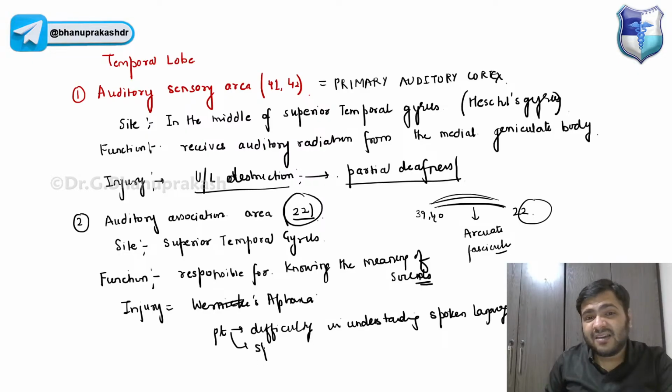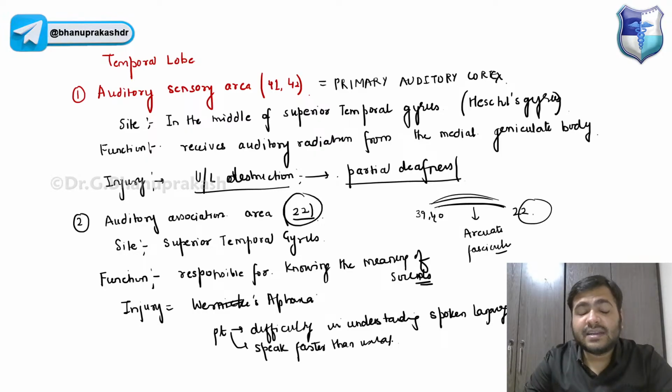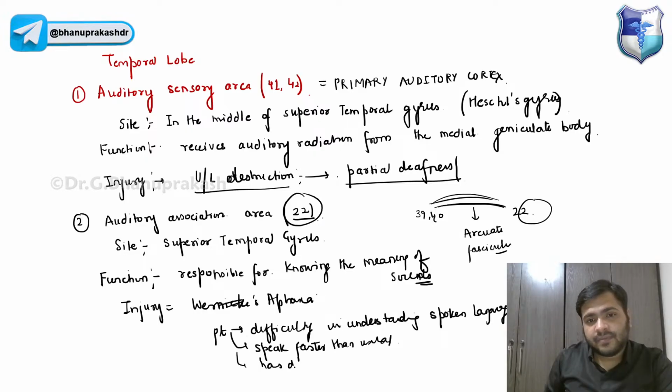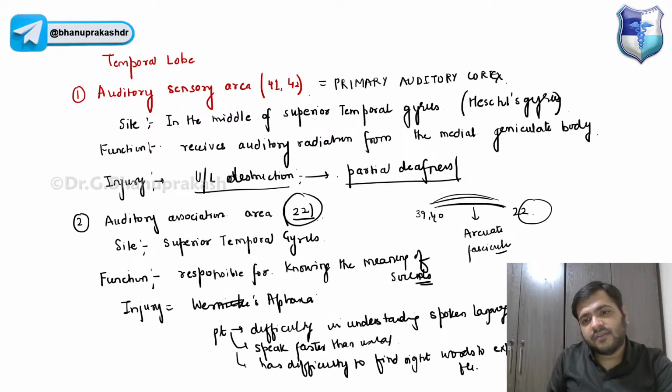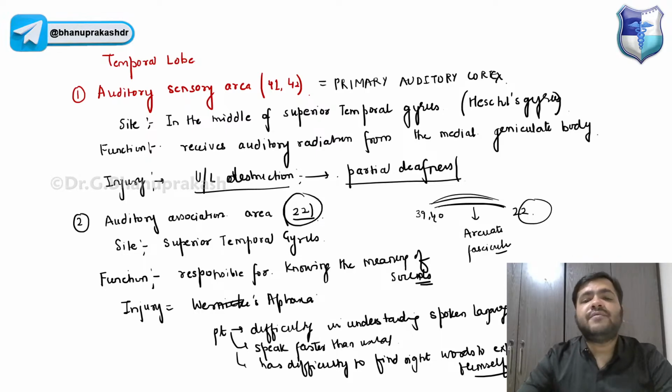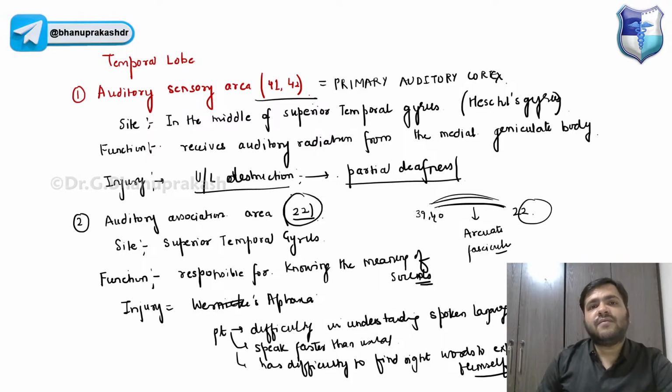The patient will speak faster than usual, and will have difficulty in finding the right words to express himself. So that is regarding this auditory association area. Now that was about the temporal lobe, that is areas 41, 42, and 22.